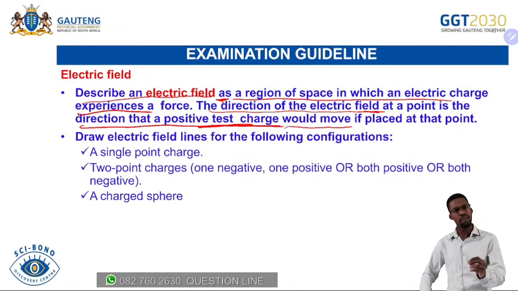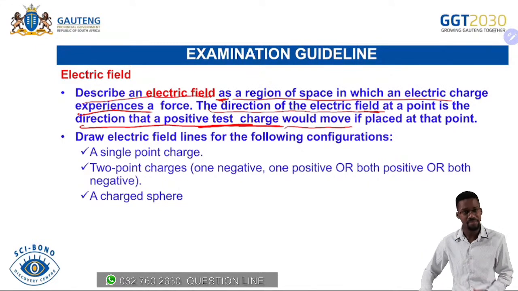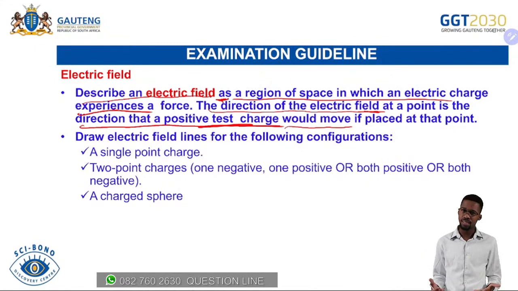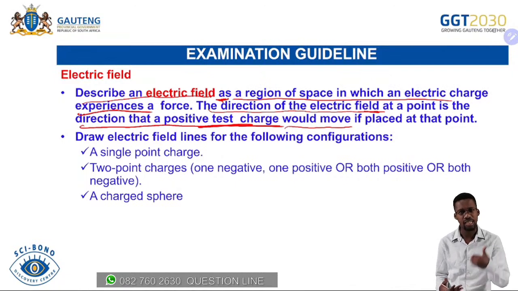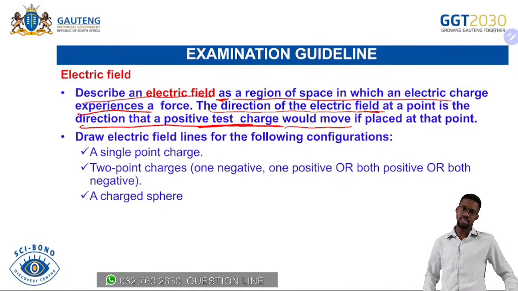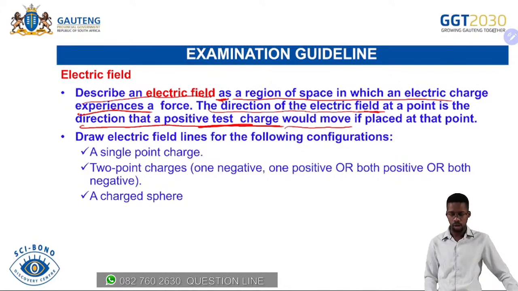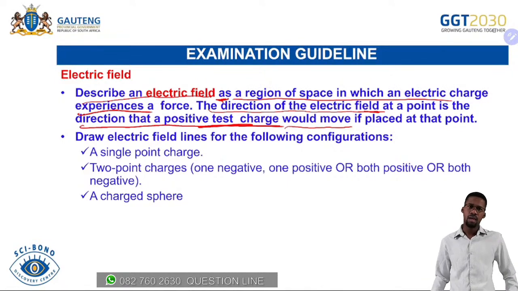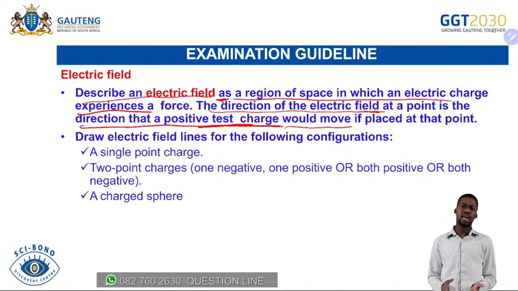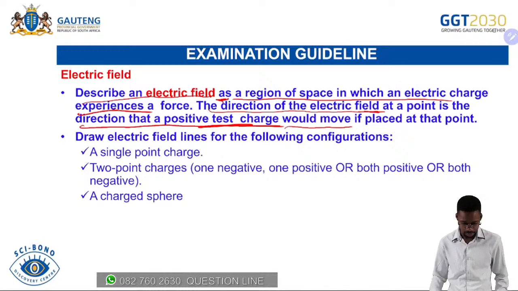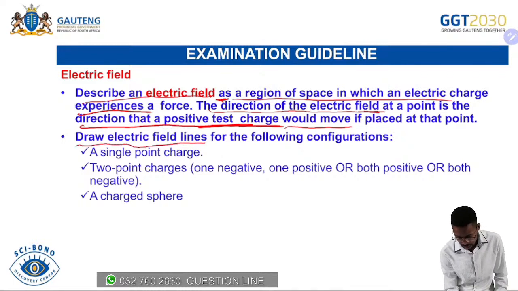So we have defined electric field as the region of space in which charges experience what? A force. And we are saying that the direction of the electric field is that of a positive test charge when it is placed at that point. So the exam guideline is then telling us that we should expect to draw electric field lines.